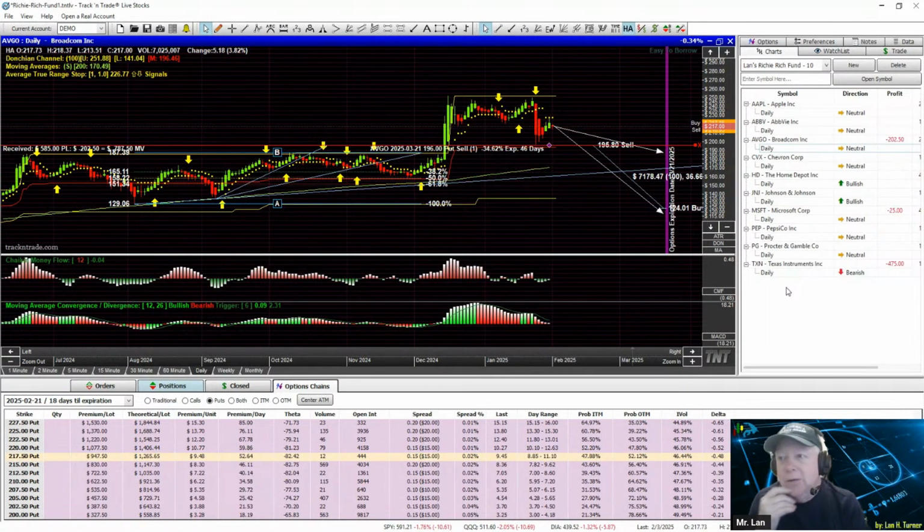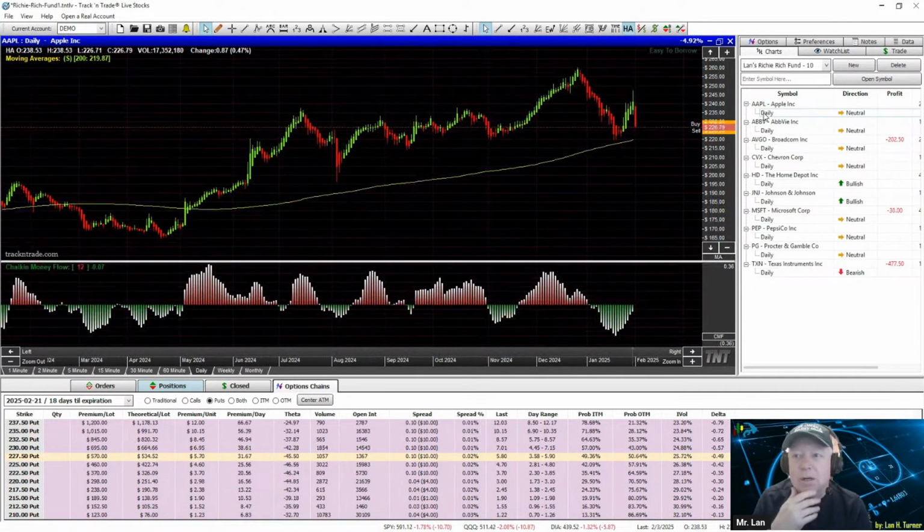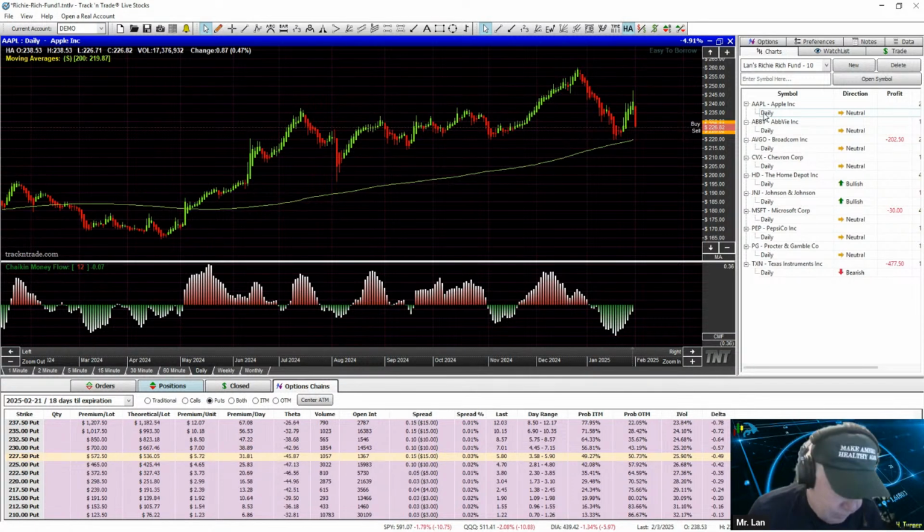Same thing here. I don't think we need to put anything in. Let's go look at some of these other markets. Look at Apple. Apple's tanking. Apple is going to be affected by the Chinese tariffs. Why? Why? That's a silly question.